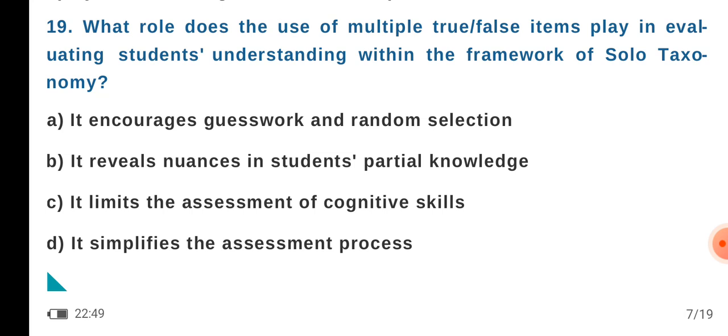The correct answer in number 19 is letter B. It reveals nuances in students' partial knowledge. Explanation. The use of multiple true or false items in evaluating students' understanding within the framework of solo taxonomy reveals nuances in students' partial knowledge, providing insight into their grasp of specific concepts. Let's move on to number 20.